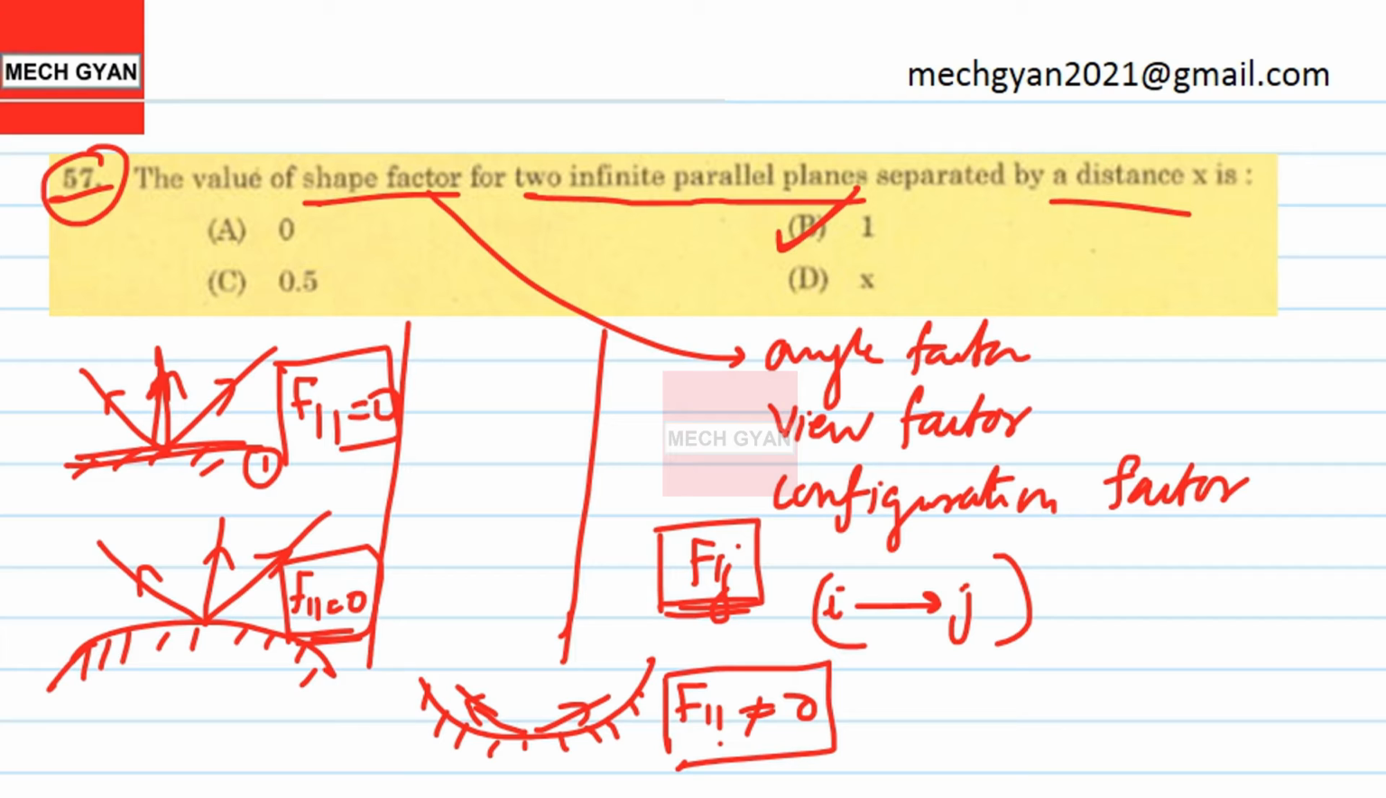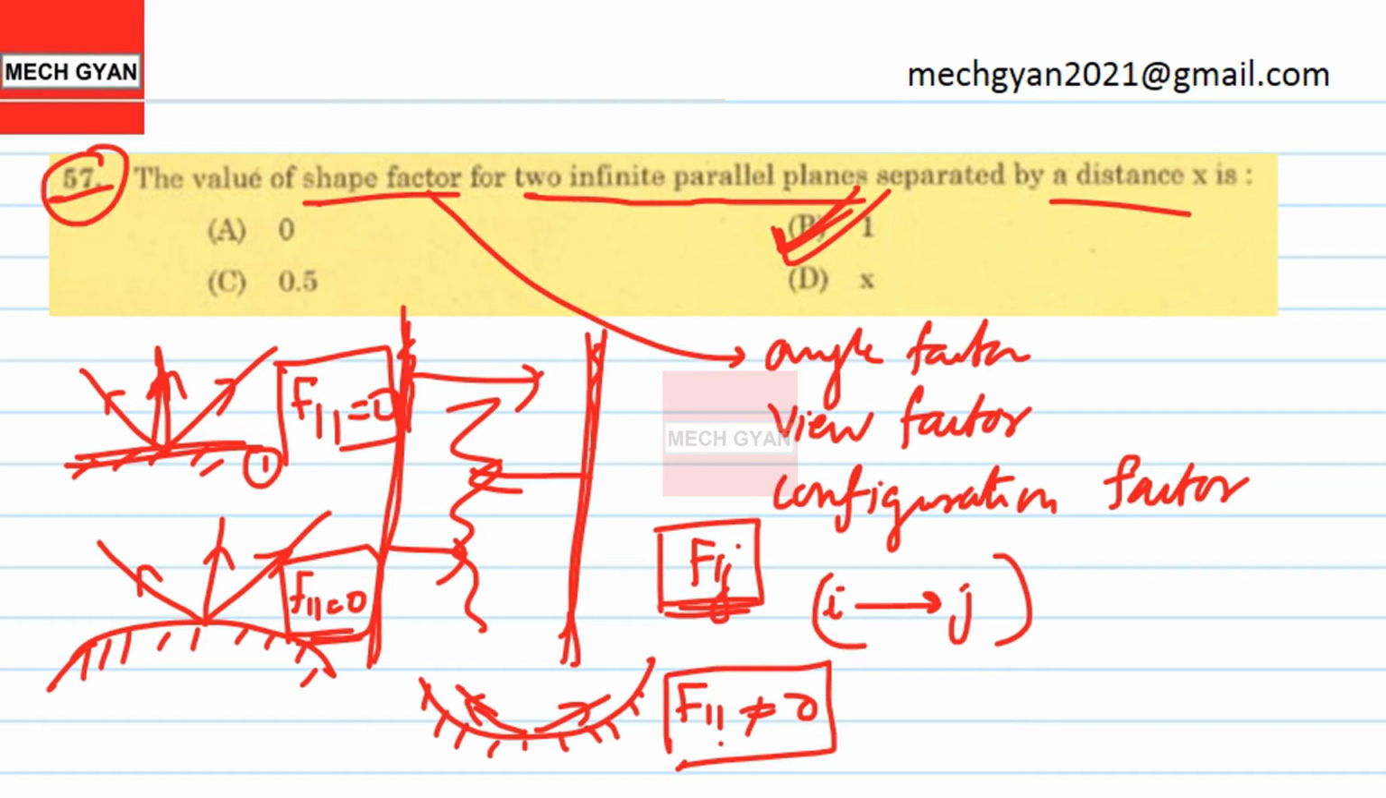But our question is the value of shape factor for two infinite parallel planes. So for infinite parallel planes separated by a distance x, the value of shape factor is 1. However, this is based on the assumption that there is no absorbing medium, such as air, in between the surfaces. The emissive and reflective properties are also constant over all the surfaces. So basically the answer is 57, B is the right answer.